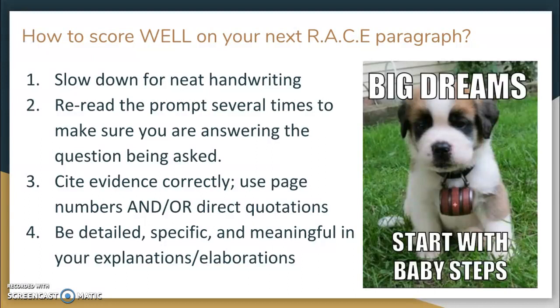Number 3, cite evidence correctly. Be sure to use page numbers and or direct quotations. That means you pull words directly from the story and put quotation marks around them. Or if you're going to summarize something from the story, you need to put page numbers. Where did you find that information?